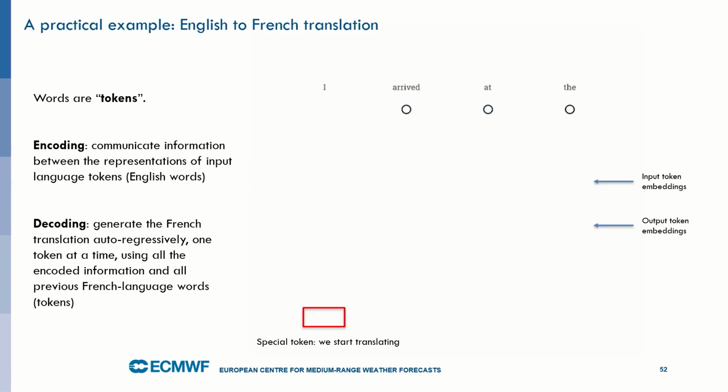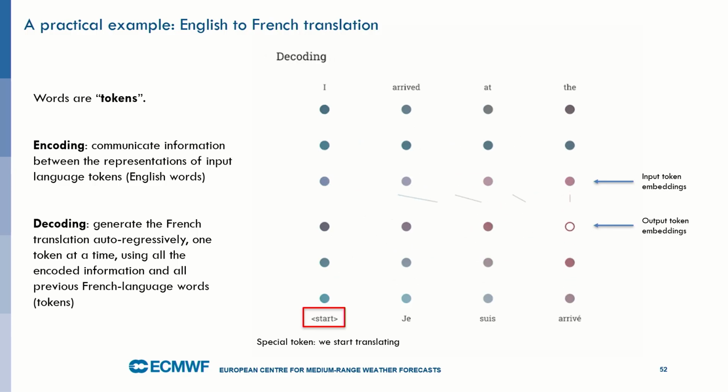First, you have mixing or communication of information across all of these tokens, which are the English language words. You build these gradually, these hidden layer representations of this latent information, and then you use a special token, which is a start token. So you say to the model, I want to start translating, and then you do basically the decoding step. So from the latent representation of the encoded sentence plus whatever tokens you have, you build gradually the French translation. So, je suis arrivé chez whatever.